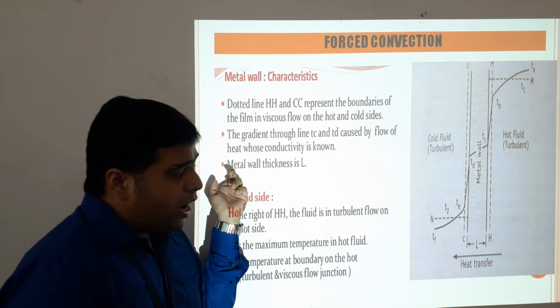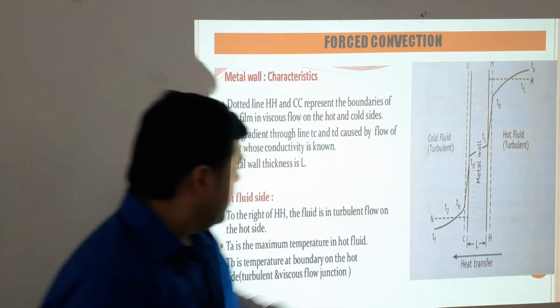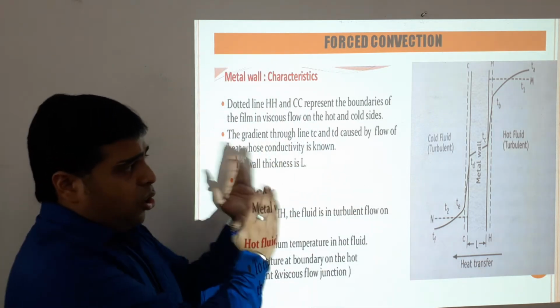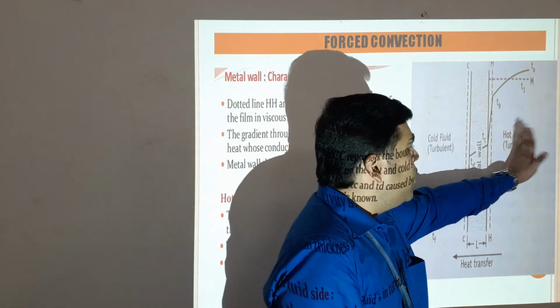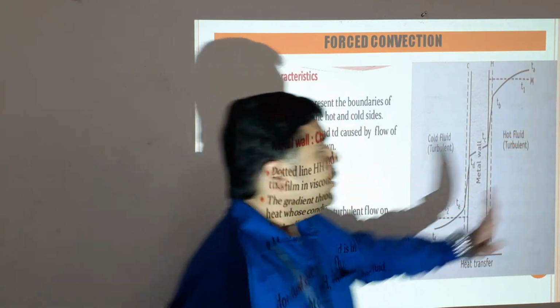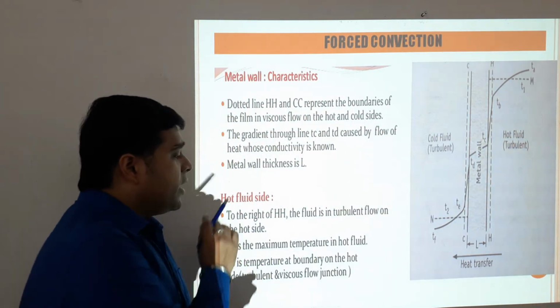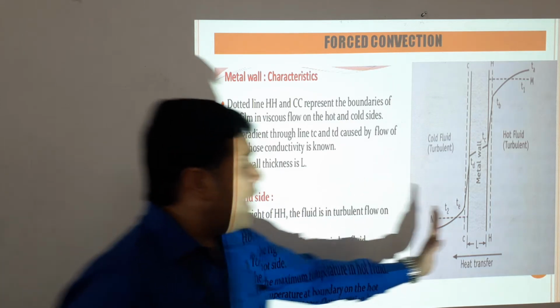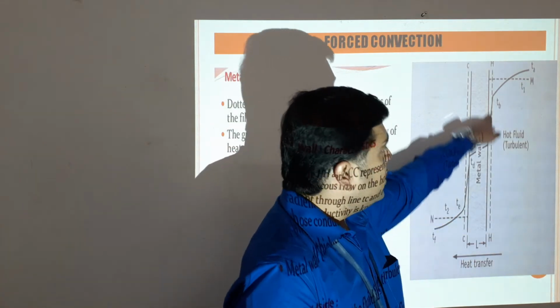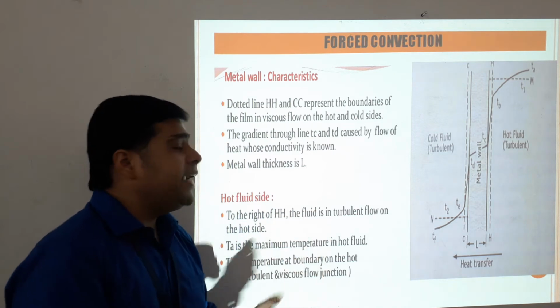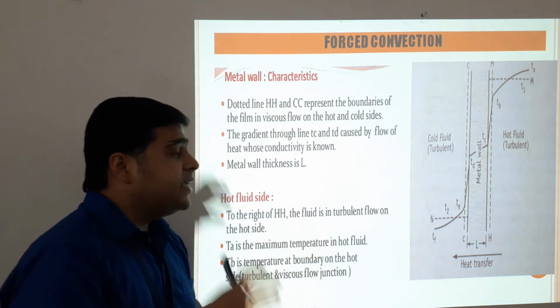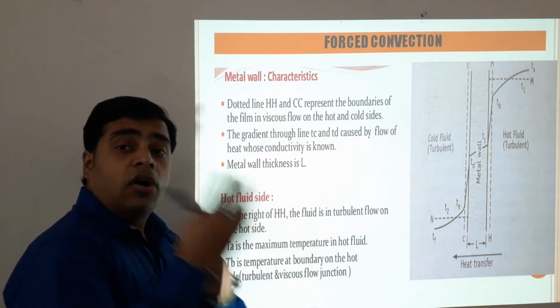Now the metal wall may be of thickness L. Now, coming to the hot fluid side. This is the hot fluid or the turbulent side. To the right of the HH, which is given as the dotted line, the fluid is in turbulent flow on the hot side.